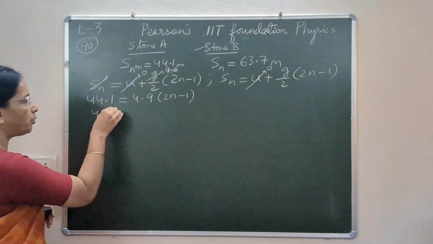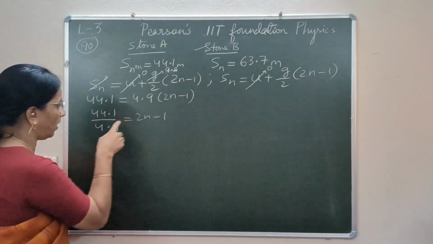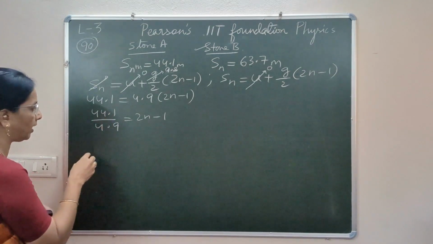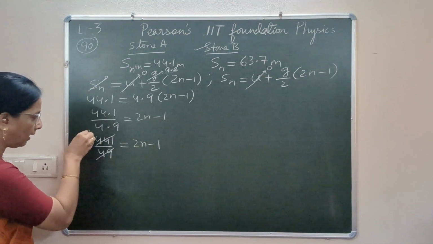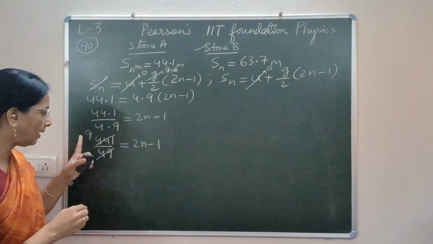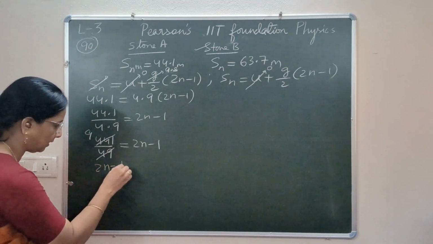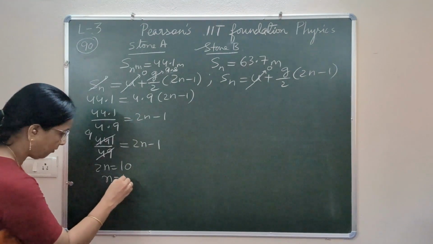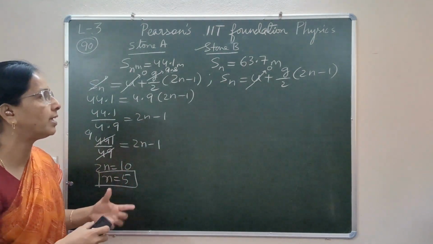So 44.1 by 4.9 is 2n minus 1. The decimal is at the same location, so we can avoid it. 49 nines is 441. Transposing this, we will get 2n is 10 and n is 5. So the first stone's last second is the 5th second.